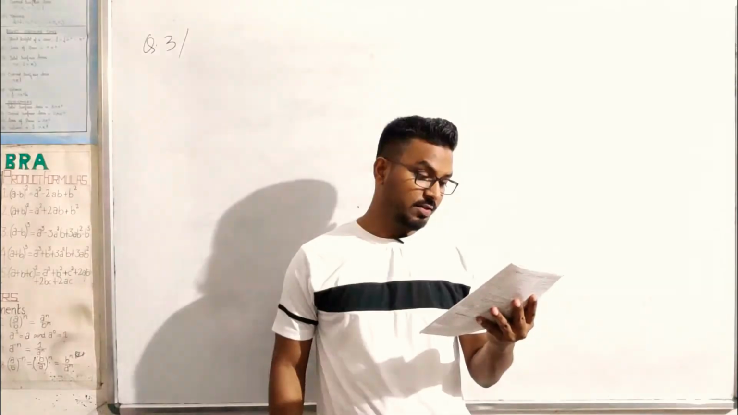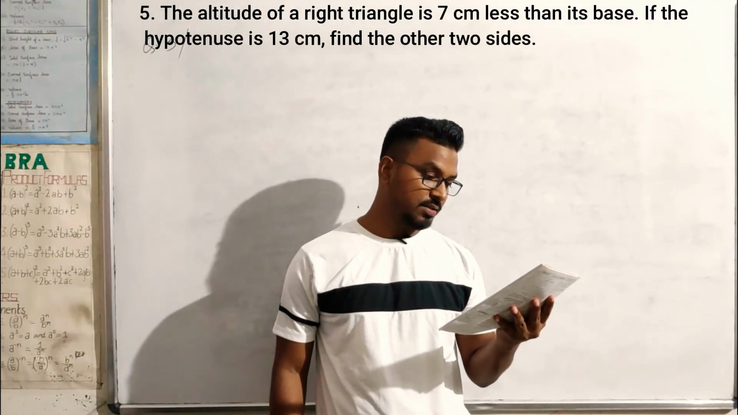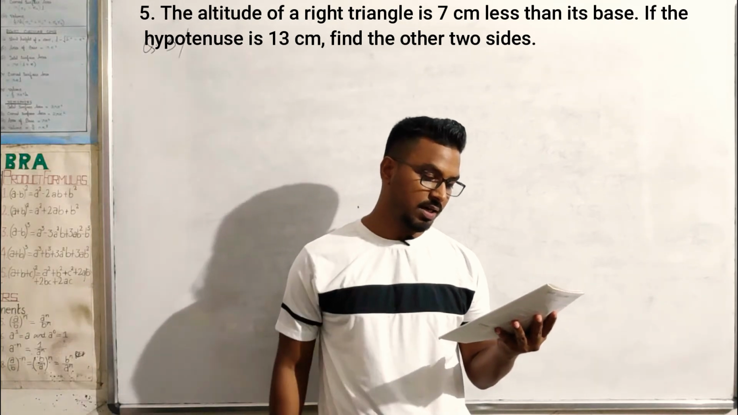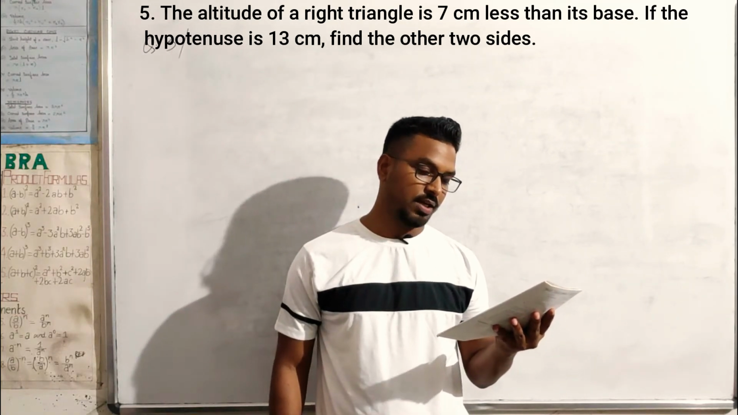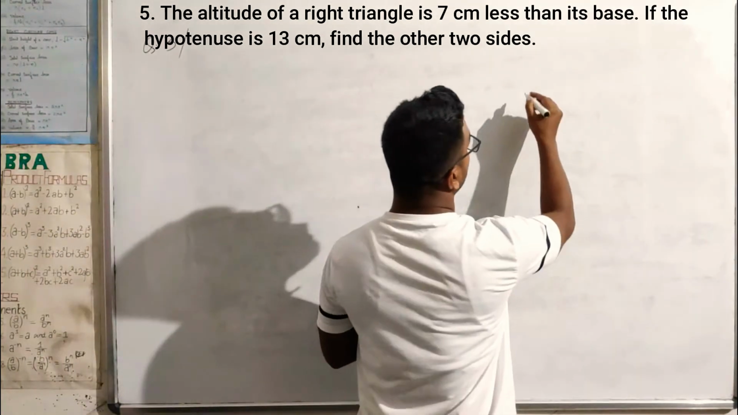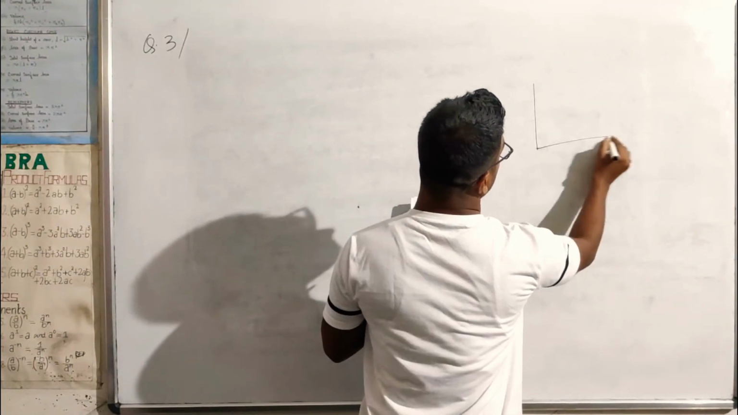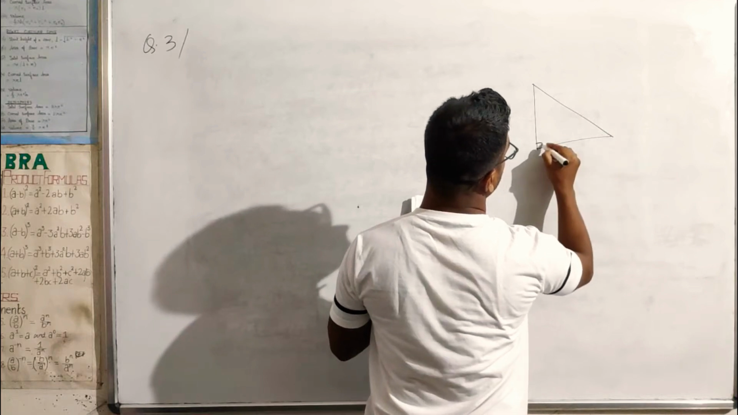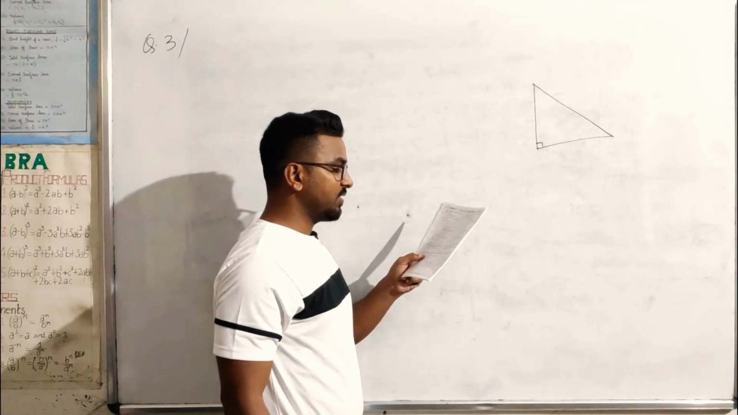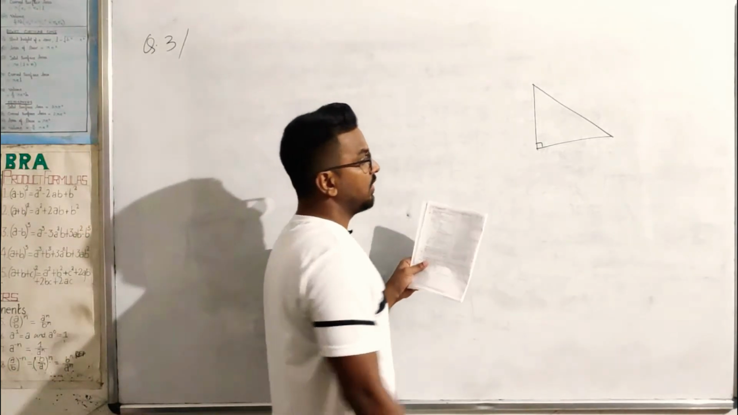So question number 5 is given. The altitude of a right triangle is 7 cm less than its base. If the hypotenuse is 13 cm, find the other two sides. Okay, it is given a right angle triangle, so let me draw the triangle first. This is a right angle triangle. Here it is given the altitude is 7 cm less than its base.